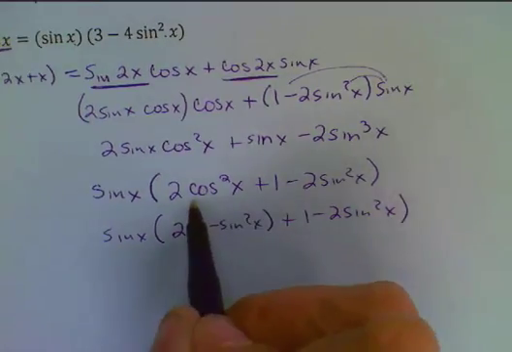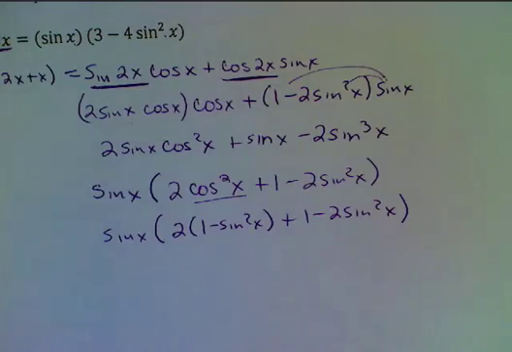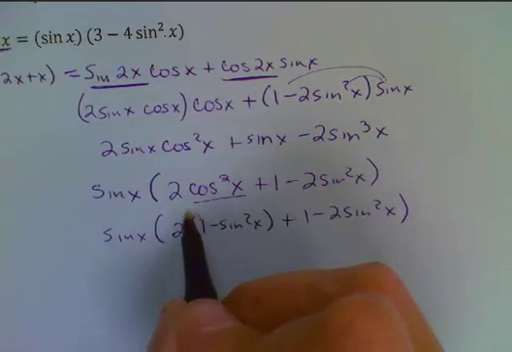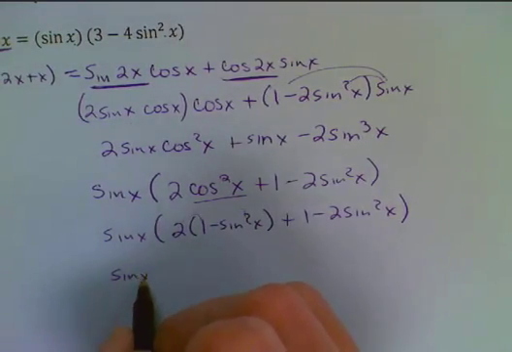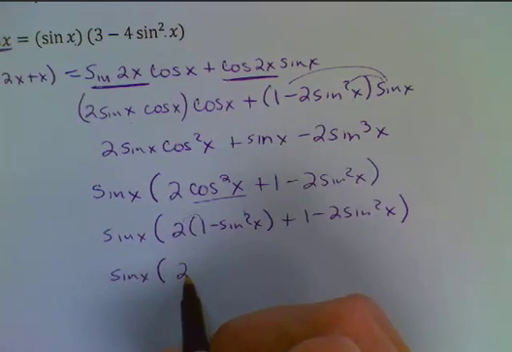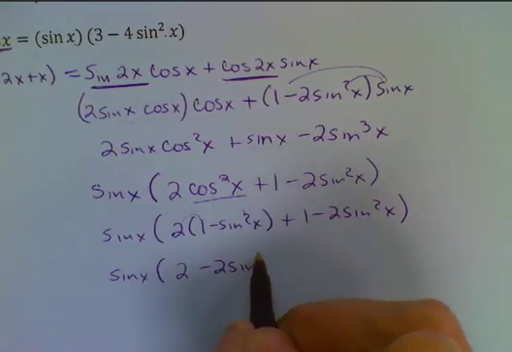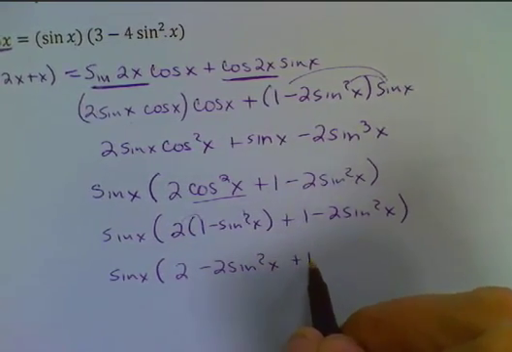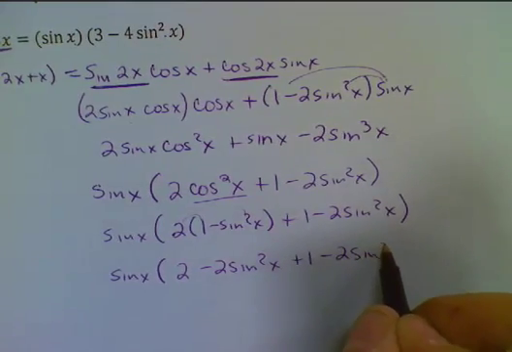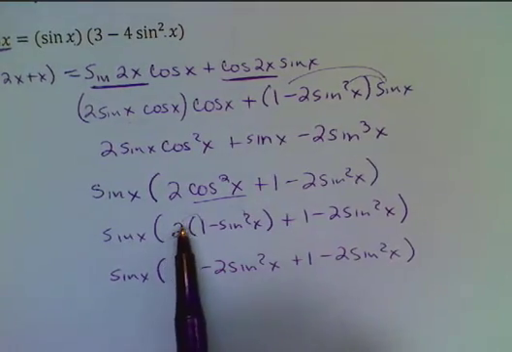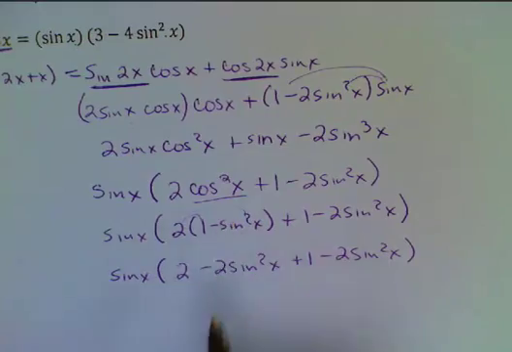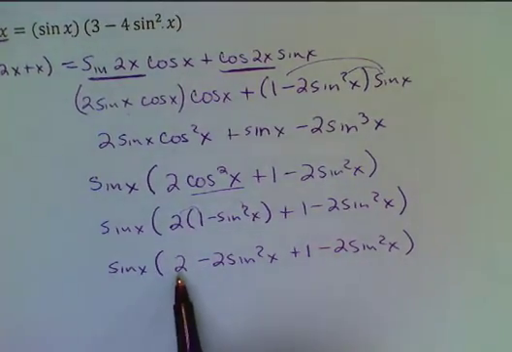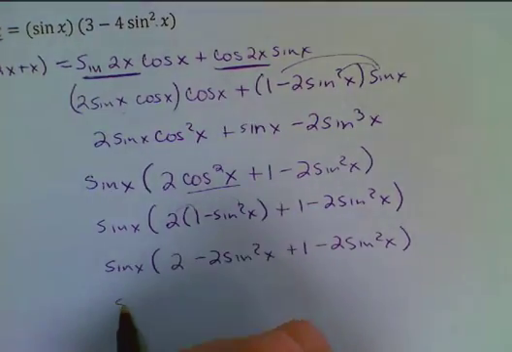Okay, so I've replaced the cosine squared with that. All right, now I can distribute the 2. So I still have that sine of x out front. I'm going to get 2 minus 2 sine squared plus 1 minus 2 sine squared. So all I did is I distributed the 2 to each of those terms. And now when I add like terms, 2 plus 1 is 3.